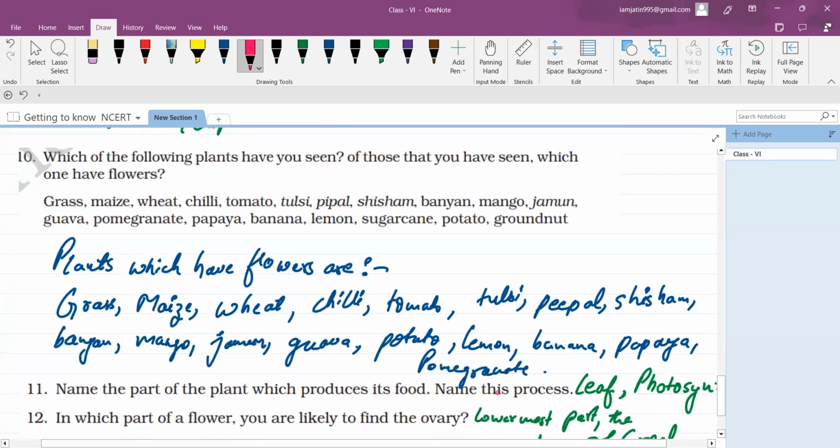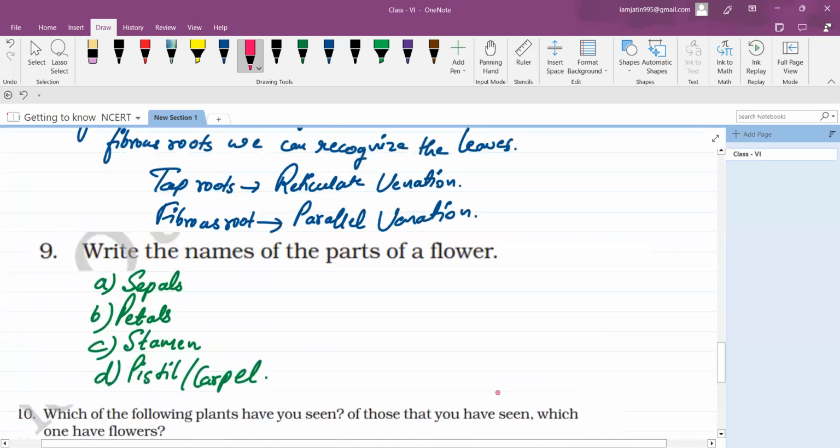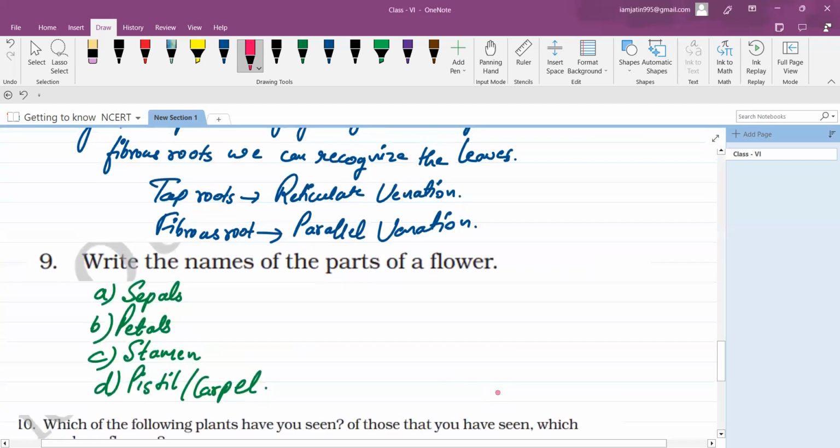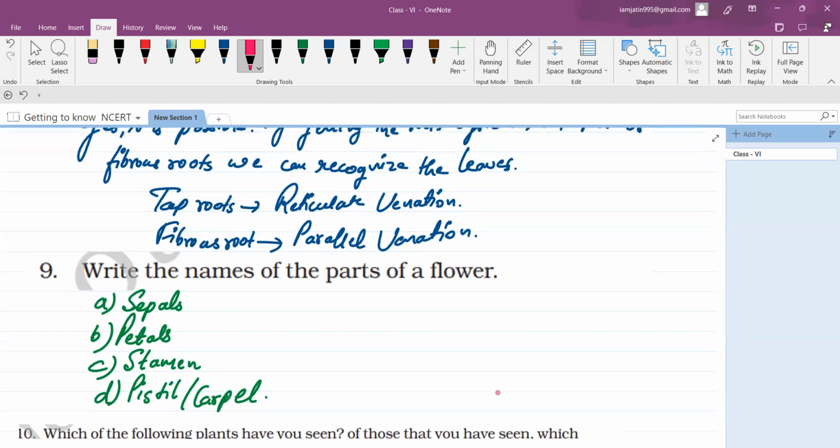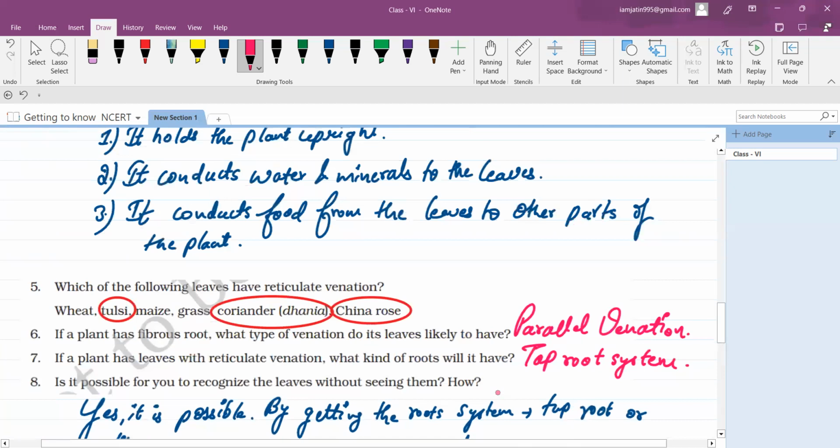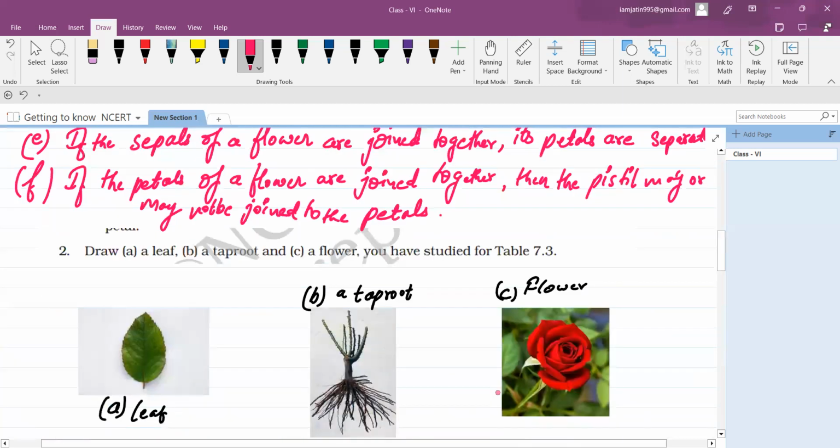Okay, so I hope you all understood all the questions. Ninth question, you can just see once again. Write the names of the parts of a flower. It is sepals, petals, stamen, pistil, and carpel. Okay, and the rest of the things is understood.